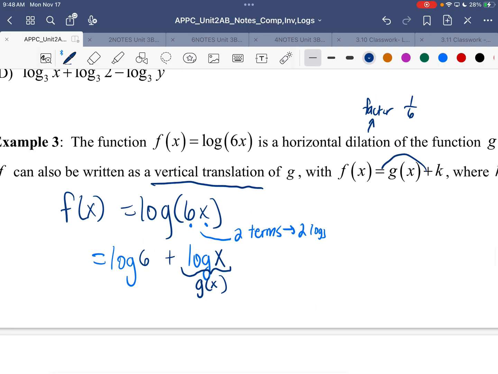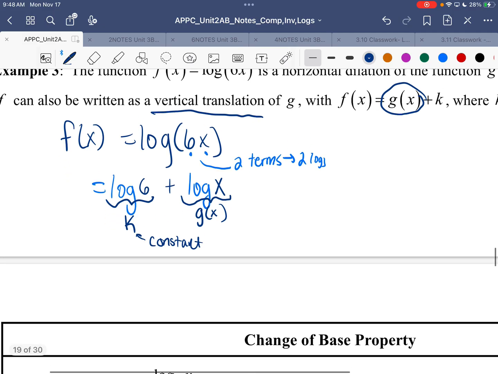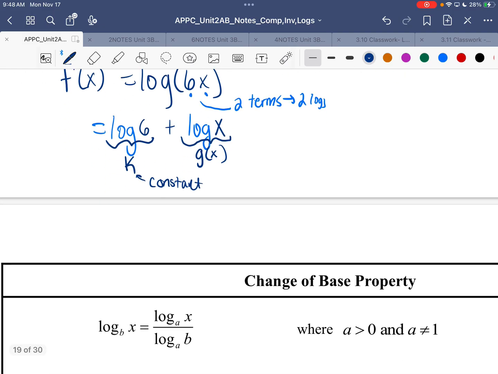If we look over here, this is g. This is the thing that's a function of x. And then log 6 is a number. It's a constant. It's something that you could type in your calculator and be like, oh, that's 1 point something. I don't really know what log 6 is, but it's something like that. 10 to the x equals 6 is going to be little.